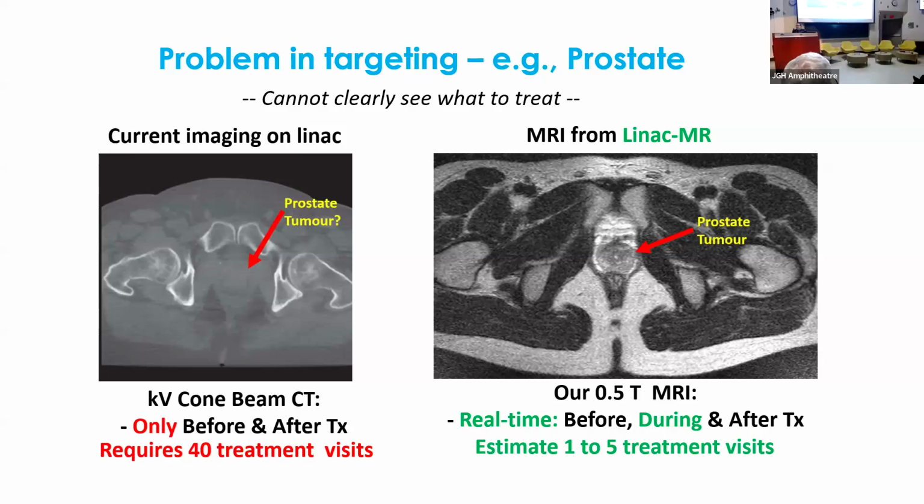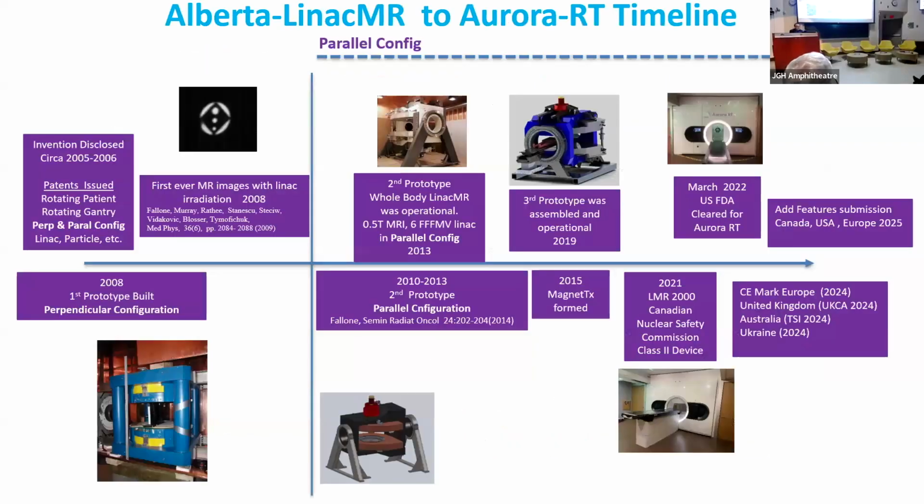So let's do it. This gives you the history a little bit. People like to know this. The original patents were issued, and all were disclosed, but issued later. This is the original one, just to show you. It involved a rotating patient, rotating gantry. It involves something called perpendicular and parallel configuration. We'll see why I keep pushing that. It involves a linear accelerator, linac. It also involves proton or particle therapy.